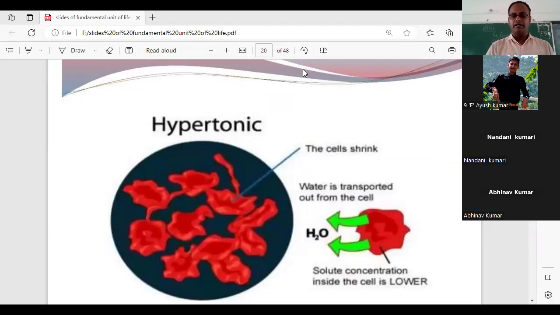Abhinav, unmute yourself. Yes. Abhinav, can you tell me here, is endosmosis occurring or exosmosis occurring? Here in this solution, exosmosis. Very good. Here in this solution, exosmosis is occurring.